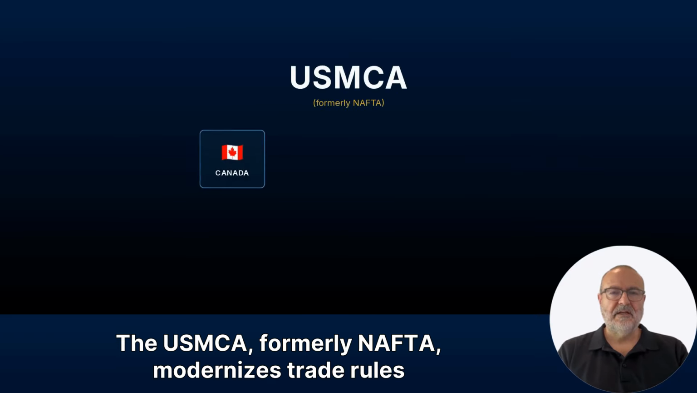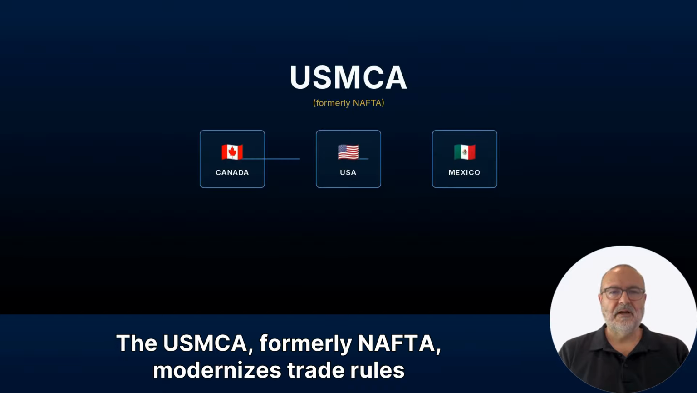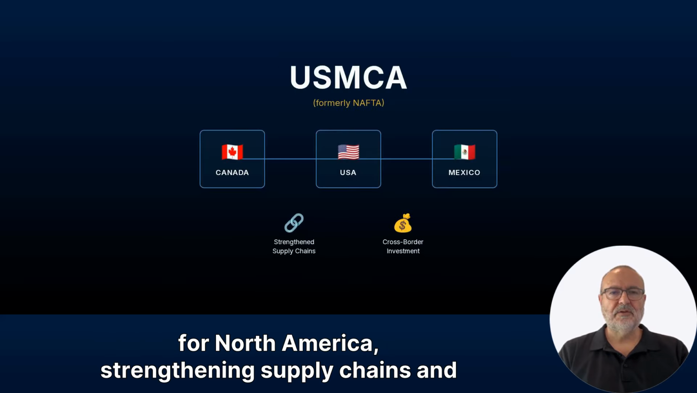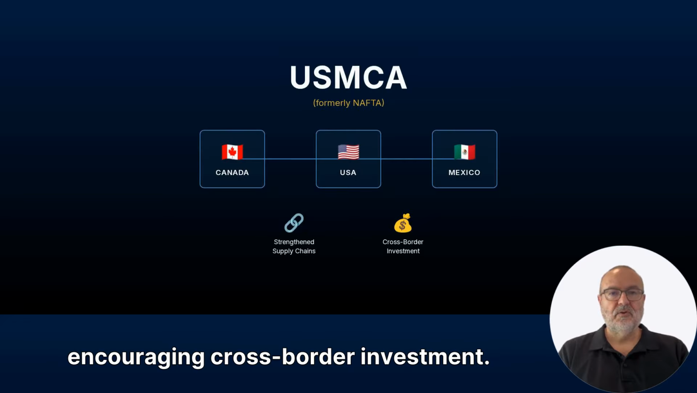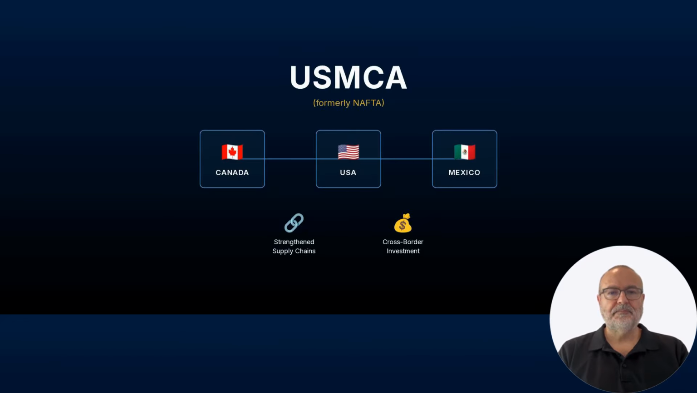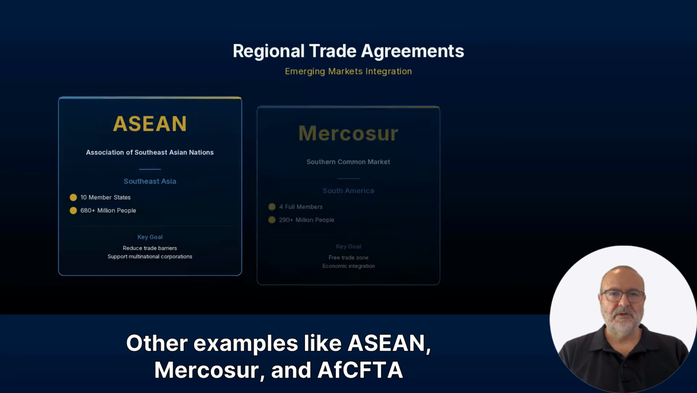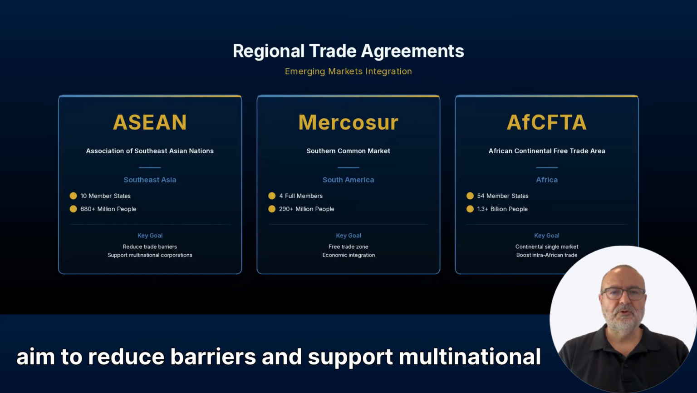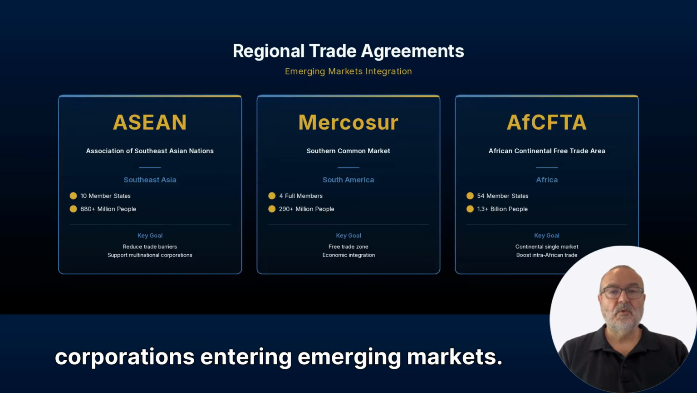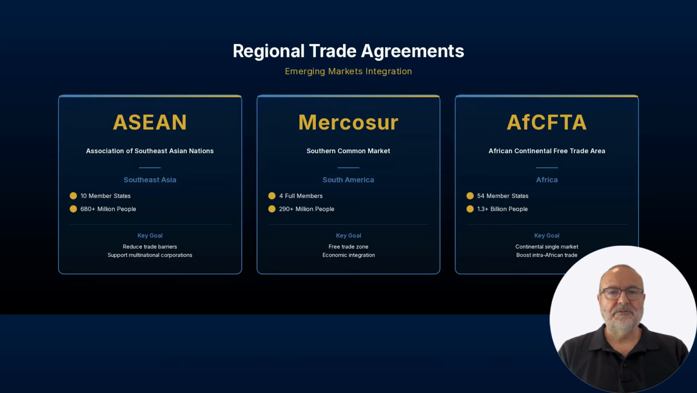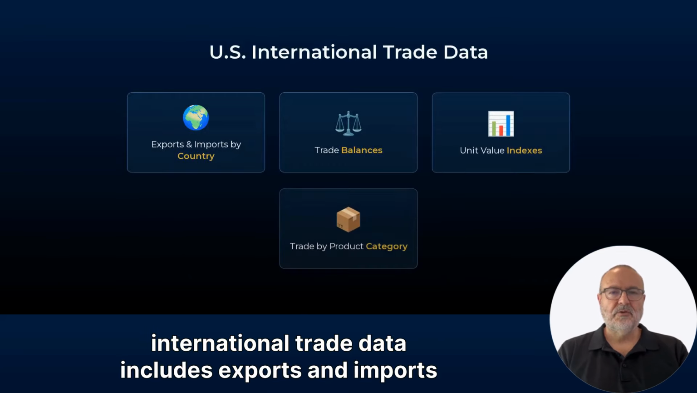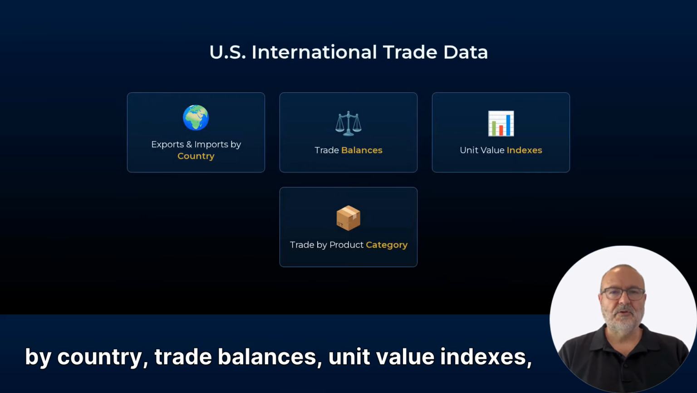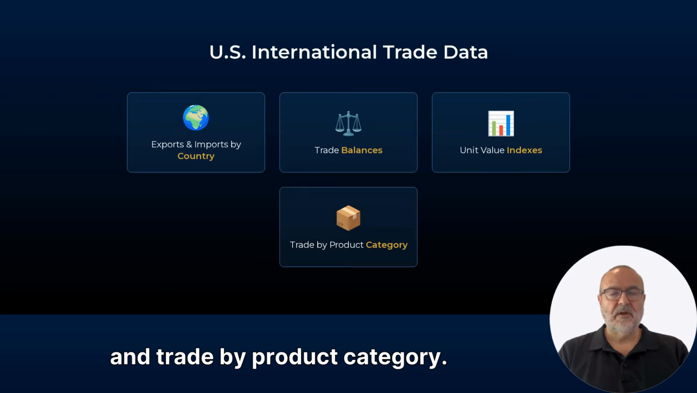The USMCA, formerly NAFTA, modernizes trade rules for North America, strengthening supply chains and encouraging cross-border investment. Other examples like ASEAN, Mercosur, and AFCFTA aim to reduce barriers and support multinational corporations entering emerging markets. U.S. international trade data includes exports and imports by country, trade balances, unit value indexes, and trade by product category.